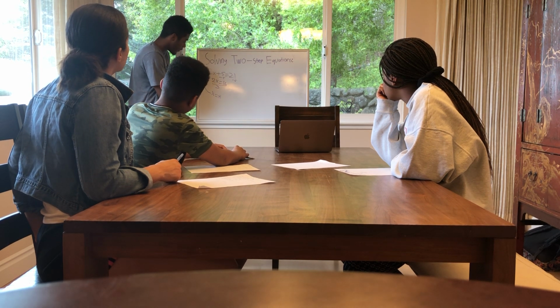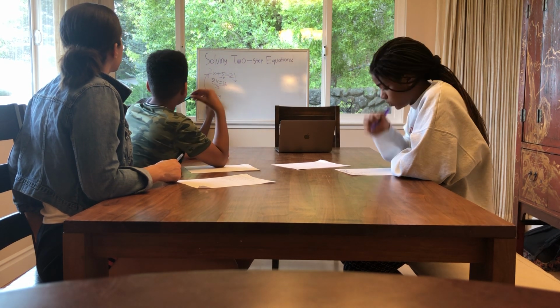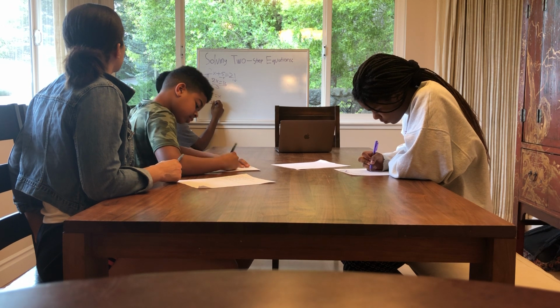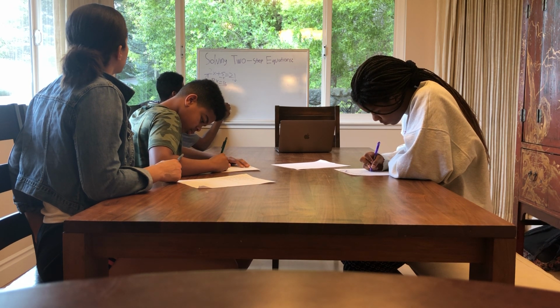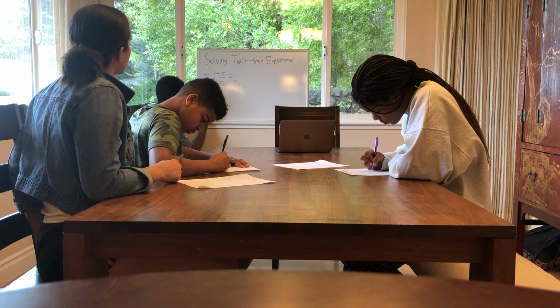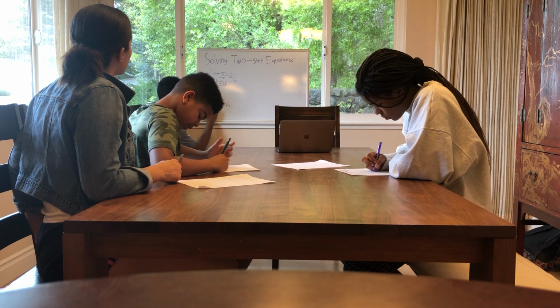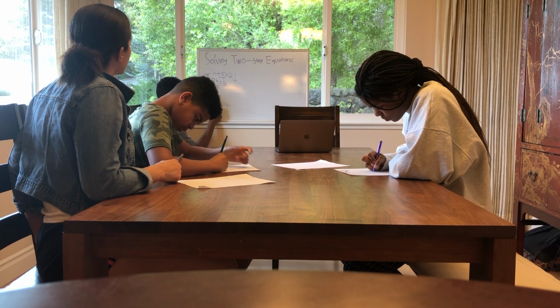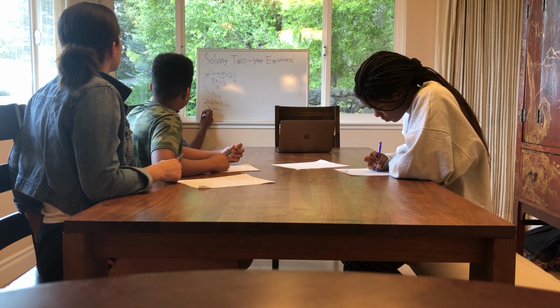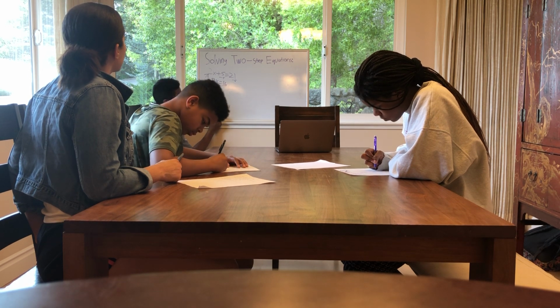So let's see. So we have 2 times 8 plus 5 equals 21. PEMDAS. So 2 times 8 is 16 plus 5 equals 21. That's a true statement. 16 plus 5 equals 21.